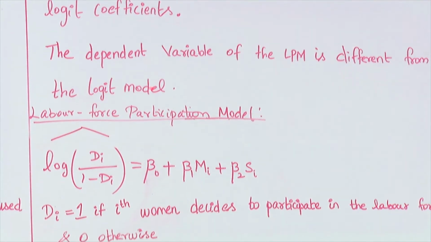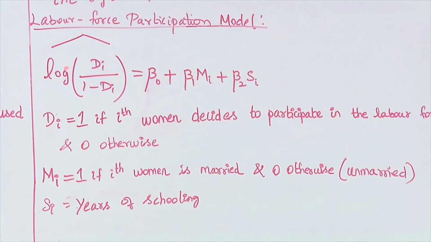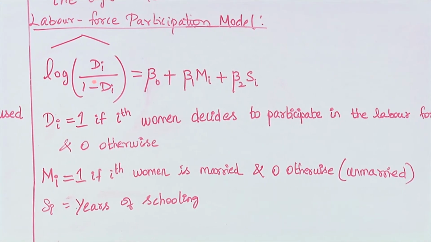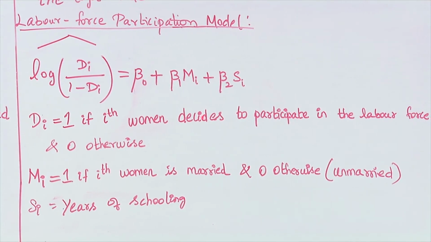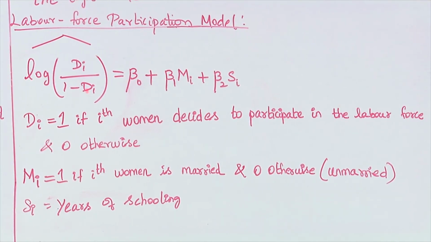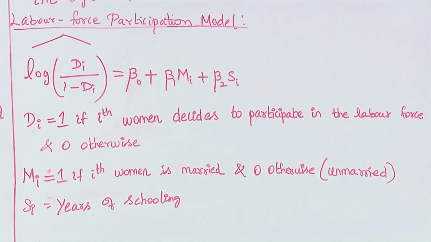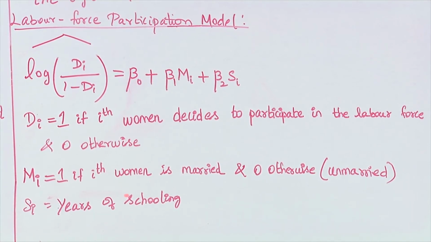Let us take one labor force participation model. This model is defined as the log of di by 1 minus di is equal to beta 0 plus beta 1 mi plus beta 2 si, where di is equal to 1 if the ith woman decides to participate in the labor force and 0 otherwise, and mi is the marital status dummy equal to 1 if the ith woman is married and 0 otherwise, that is unmarried. Si is the years of schooling.